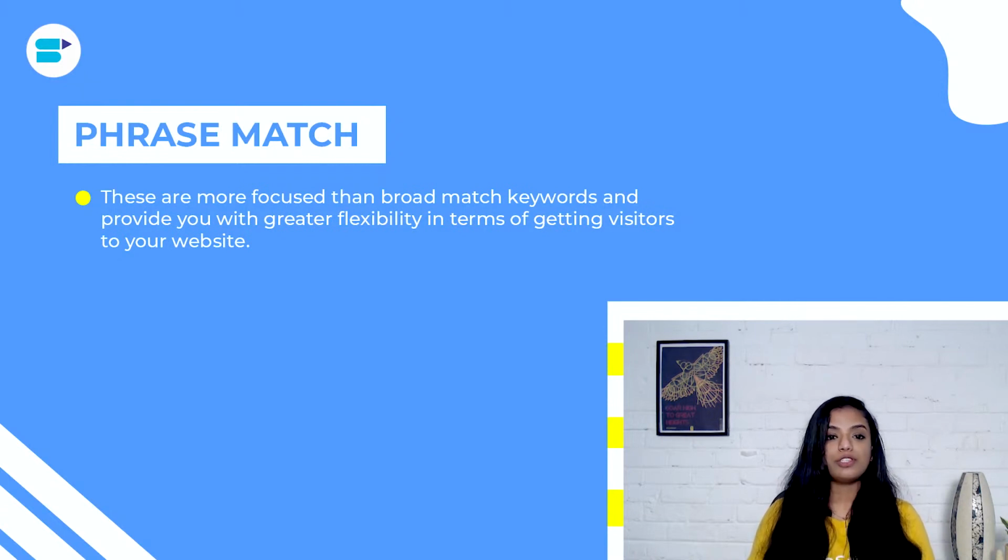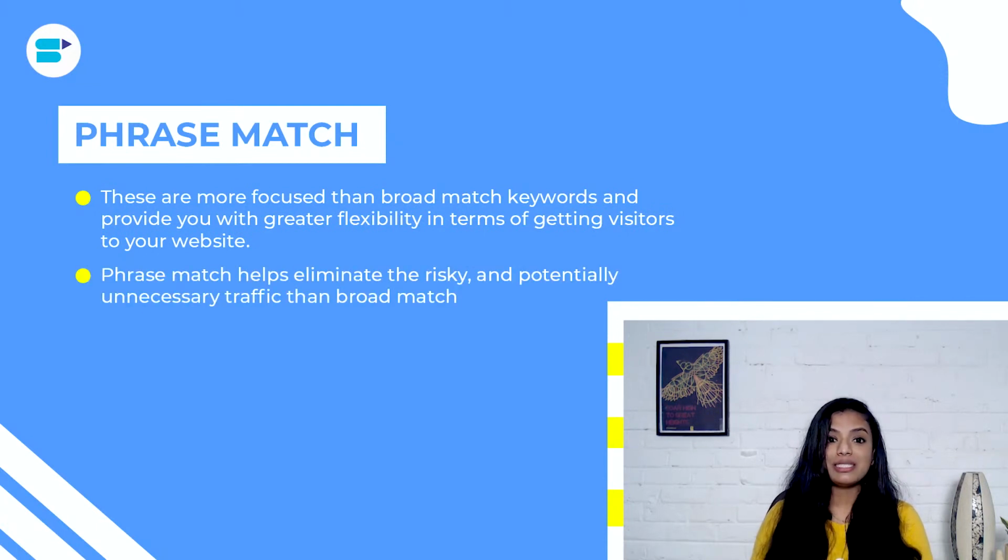Ads may show up for searches that match a phrase or a close variation of that phrase, which might include additional words before or after. Ads won't show, however, if a word is added into the key phrase that changes the entire meaning of the phrase. Phrase match helps eliminate the risky and potentially unnecessary traffic that a broad match or a broad match modifier could produce. Phrase match will typically not drive the same volume of traffic that broad match does. However, phrase match will drive more quality traffic with a higher chance of converting since the ad is more targeted towards your niche.